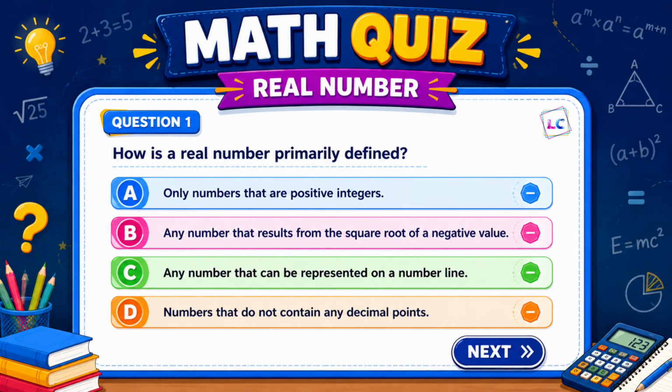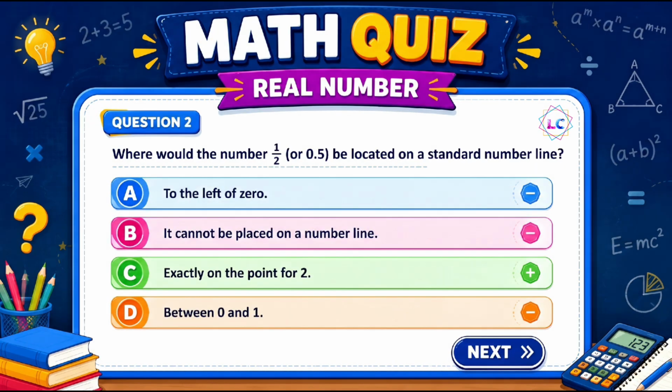How is the real number primarily defined? The right answer is option C. Click Next. Question number 2.